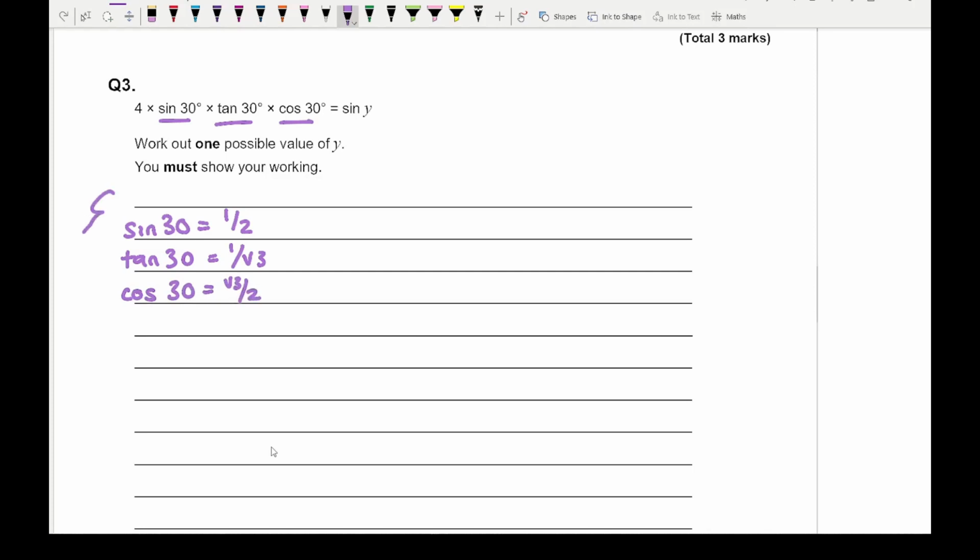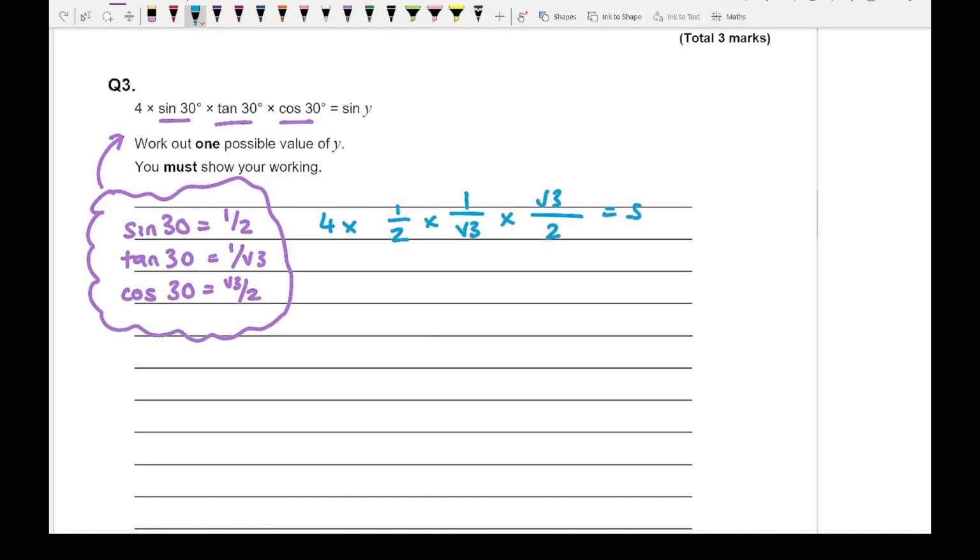Now once I've got these values, all that's left for me to do is substitute them into the expression. So here I've got 4 times a half times 1 over root 3 multiplied by root 3 over 2, and that equals sine y. Simplifying, if I do these two first, 4 times a half is 2, and multiplying fractions, I multiply the numerators and the denominators together, and I get 1 times root 3, which is root 3, and root 3 times 2 is 2 root 3.